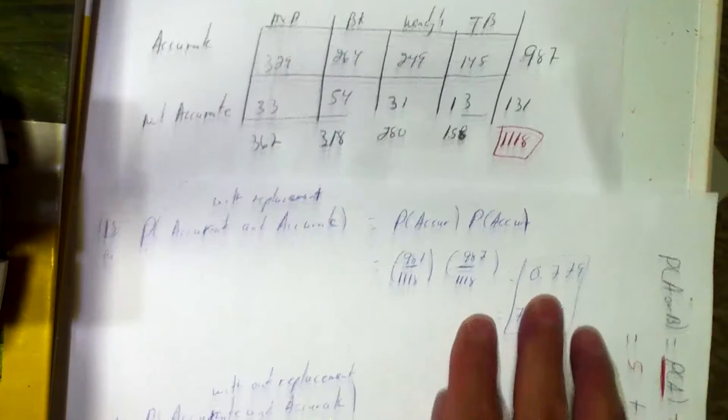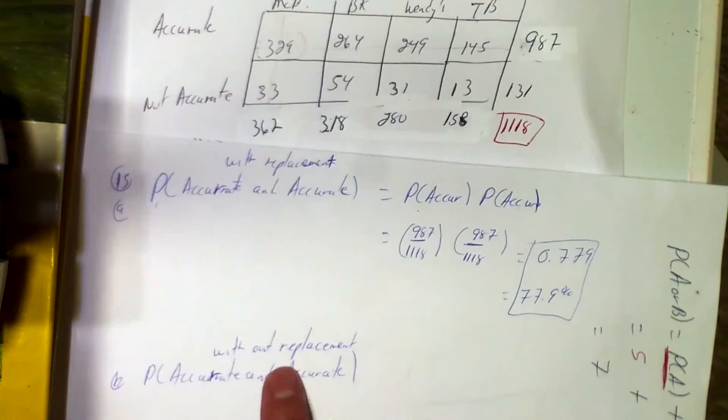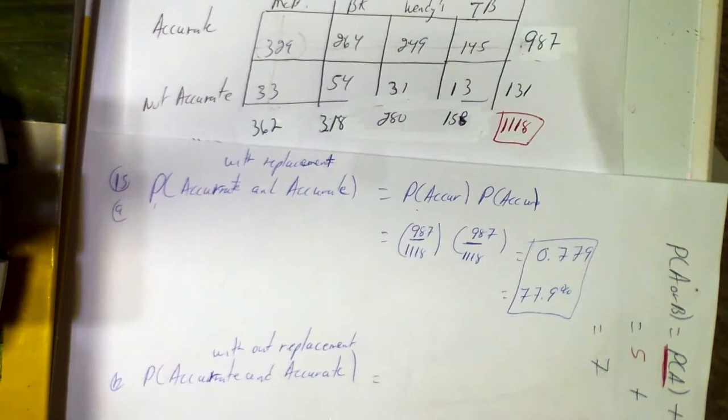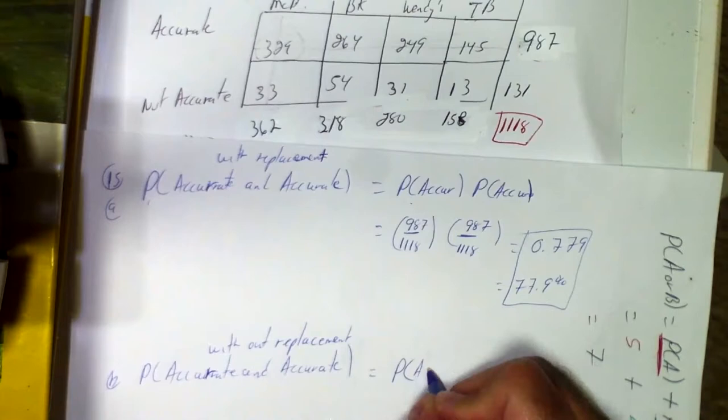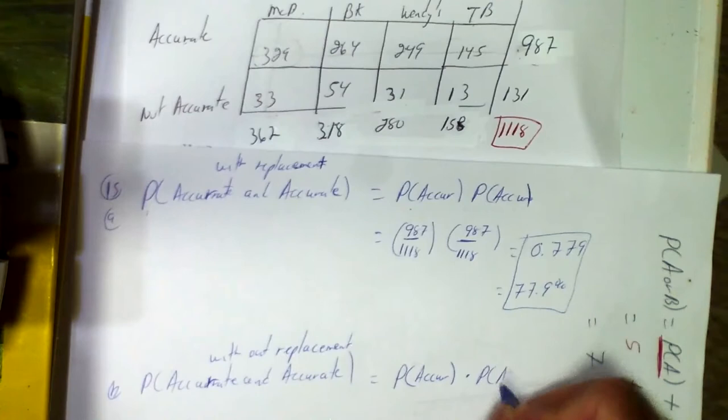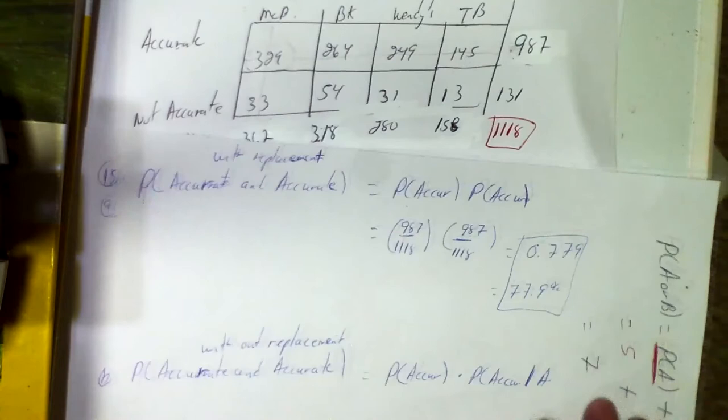Okay. Now we're going to do the same problem, but without replacement, which means you remember what's going to happen to the numerators and the denominators. Oh, that's right. Just like we did with the marbles, remember the red and the red? Accurate and accurate are the same, which means probability of accurate times probability of accurate take away one of the accurates. It's always you take away one, always. Always take one away. Right?